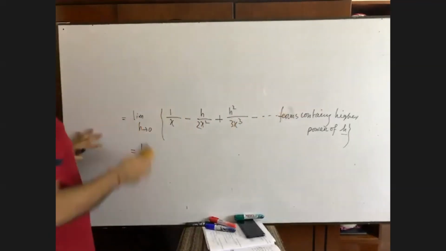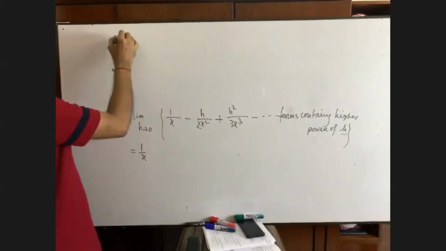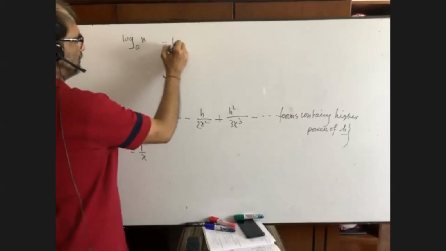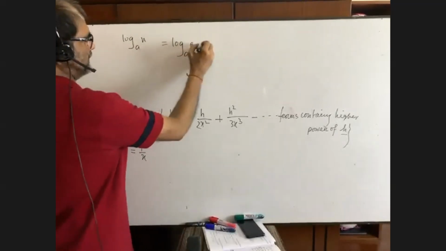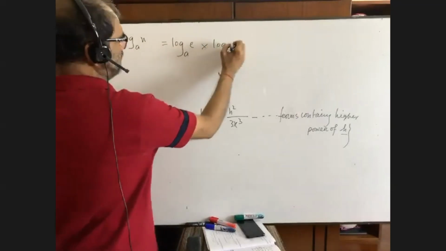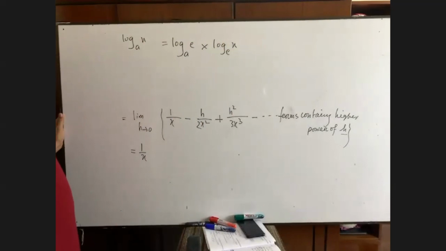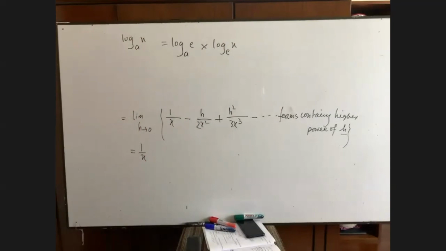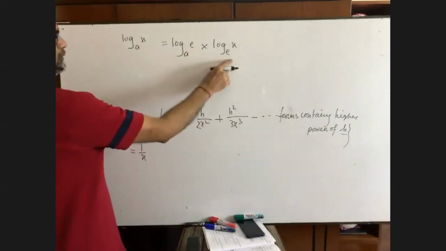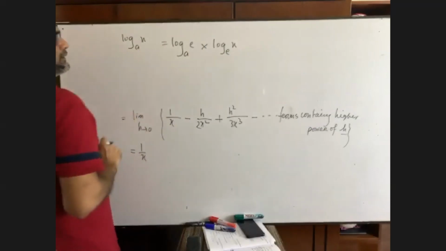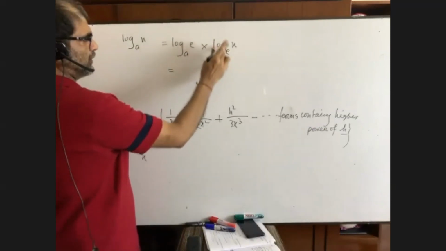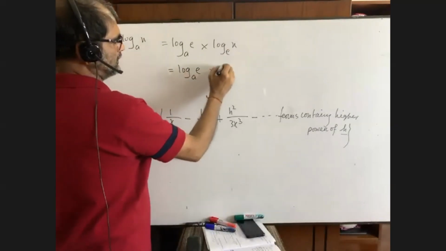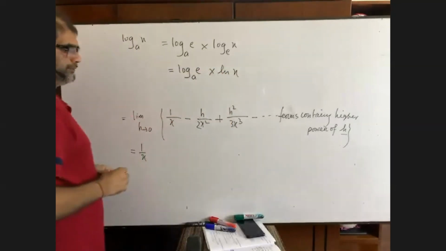Sir, is this the last math? Log a base x. It can be written as log a base e into log e base x. You see, e will be omitted, so a x will be left. When the base of log is e, what can be called it? Ln. So ln a into ln x. Have you got me?